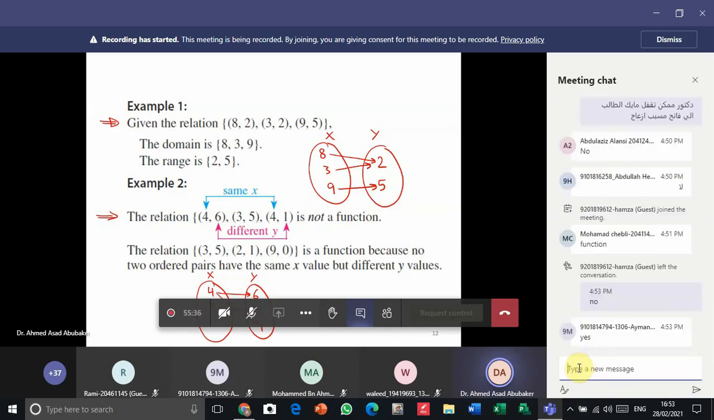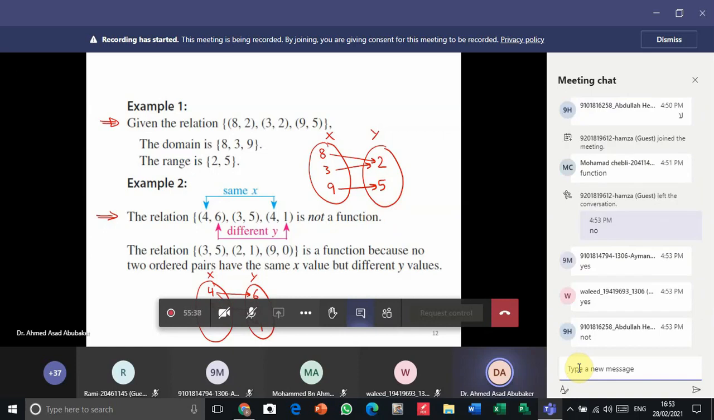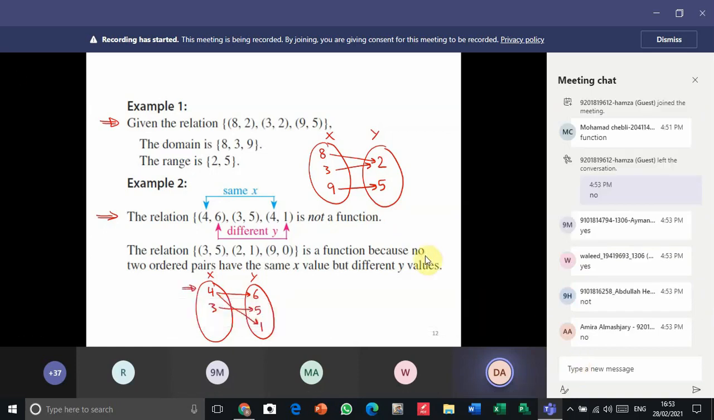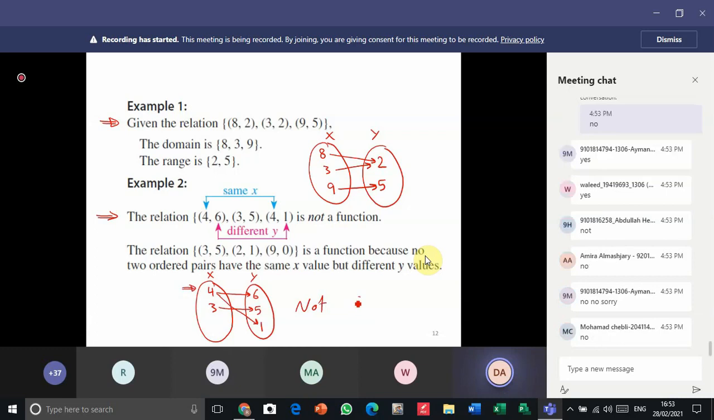Yes. Ayman, focus. Is this a function? Look at the item 4. Item 4 connects with two values in the y. So this is not a function.